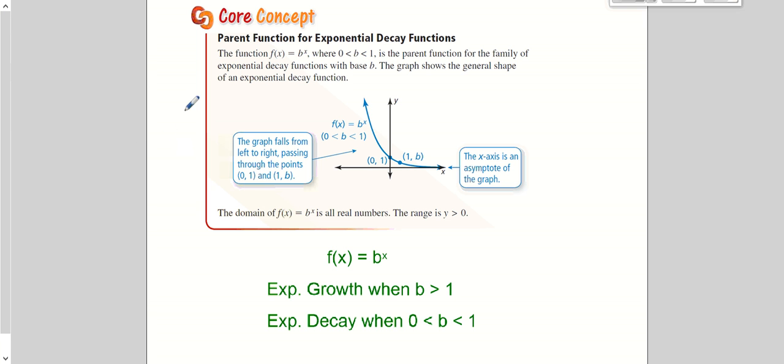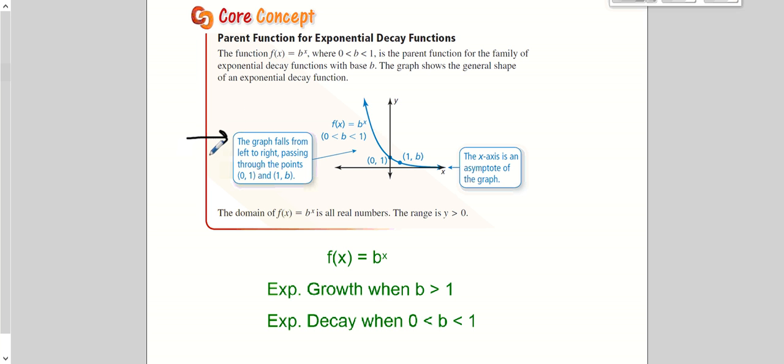Parent function for exponential decay functions. The function f of x equals b to the x power, where 0 is less than b, which is less than 1, is the parent function for the family of exponential decay functions with base b. The graph shows the general shape of an exponential decay function.